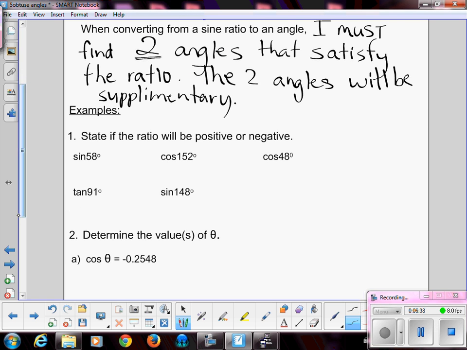So, sine of 58, well, that's acute, so it's positive. Cos of 152, okay, so it is greater than 90, and cos was negative. Cos of 48, acute, is positive. Tan of 91, that one is going to be negative. And finally, sine of 148 is also positive, even though it's obtuse.